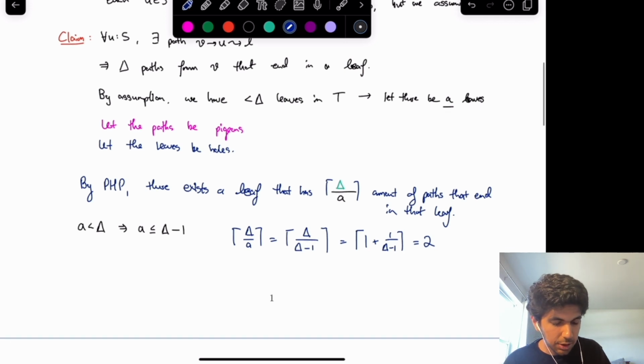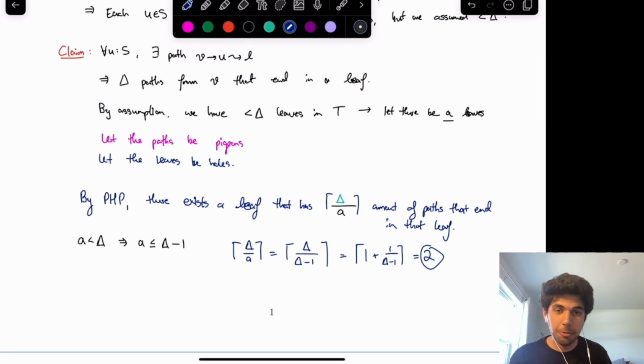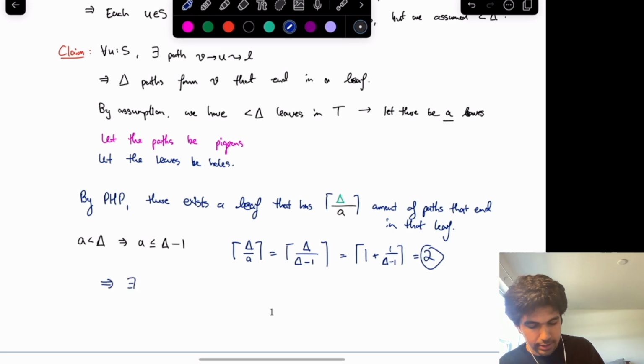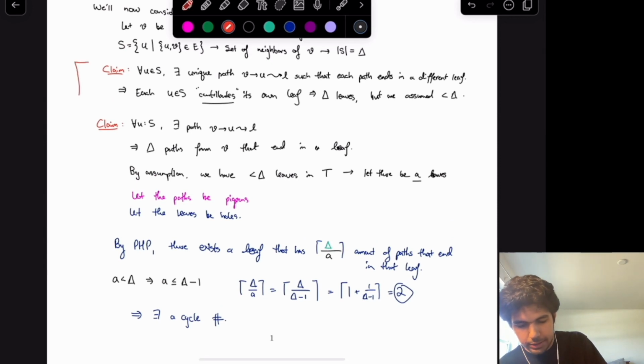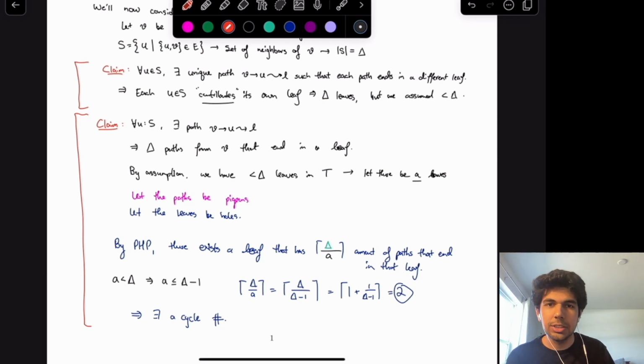So this is telling us that there are two paths that start from V and end in the same leaf. But that would imply that there exists a cycle. And that is a contradiction. So really, this part up here and the second part here are equivalent. It's just the top one does a stronger claim, and the second one is a little bit weaker, but we reconcile the strength missing by this pigeonhole principle argument. Both proofs are completely valid, just two different ways of doing contradiction here.